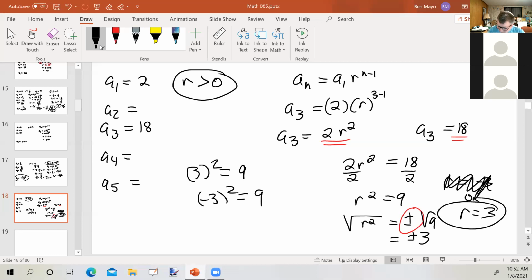Okay, so now that I know that r is 3, what's 2 times 3? That would be 6. 6 times 3. 18. 18 times 3. That's right. If you wait long enough, I'll just do it for you. Okay. 54 times 3.